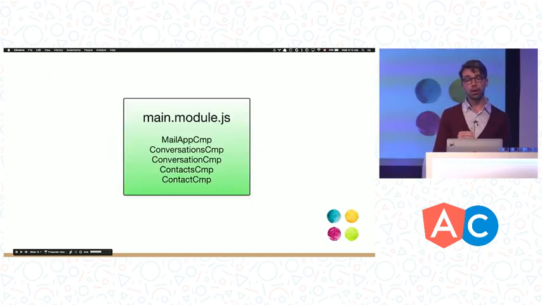So this setup works, but it has one problem. It's that the router configuration refers to all the component classes, and hence we have to have a single bundle. Even though the context component and the contact component are displayed on load, they're still bundled up with the main part of the application. And as a result, the initial bundle is larger than it could have been.